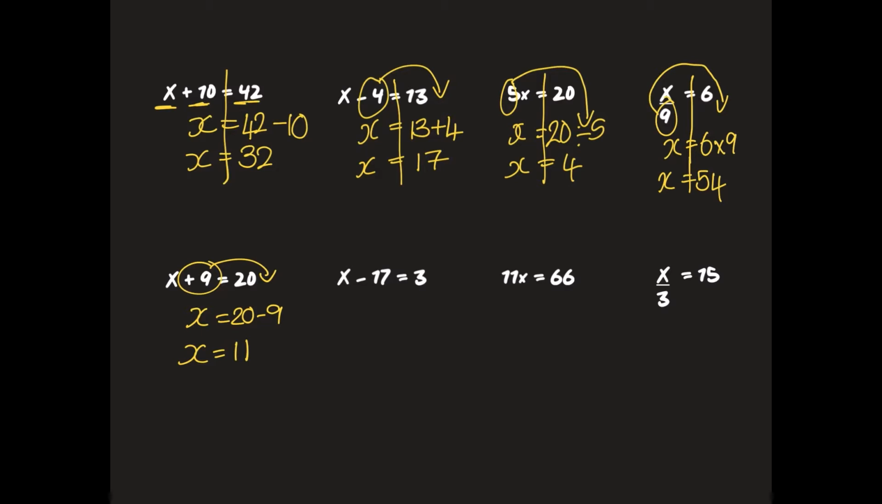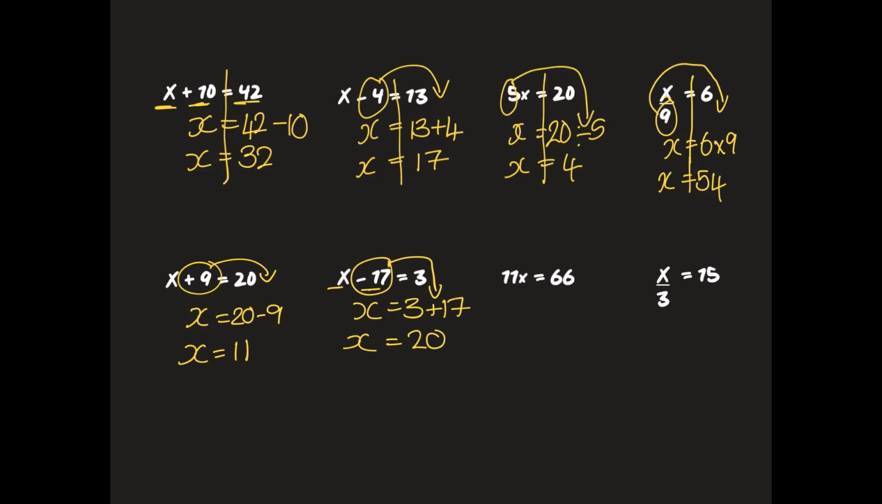On to our next one. So we have a minus 17. We're going to bring it to the other side. And a minus 17 is going to become a plus 17. So 3 plus 17. Remember, your x is still on the left. So x is equal to 3 plus 17 is 20. And then you can check that. 20 take away 17 gives you 3. So we have a correct answer for that.